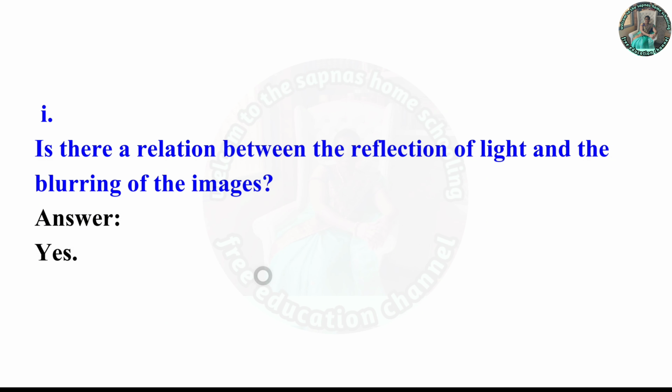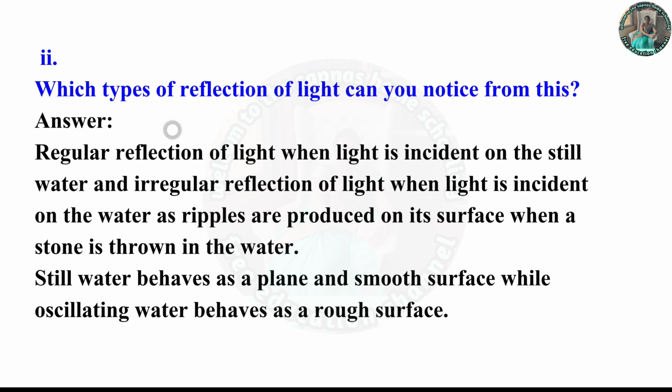So the first question. Is there a relation between the reflection of light and the blurring of the images? So the answer is yes. Which type of reflection of light can you notice from this? The regular reflection of light when light is incident on the still water, and irregular reflection of light when light is incident on the water as ripples are produced on its surface when a stone is thrown in the water. Still water behaves as a plane and smooth surface, while oscillating water behaves as a rough surface.